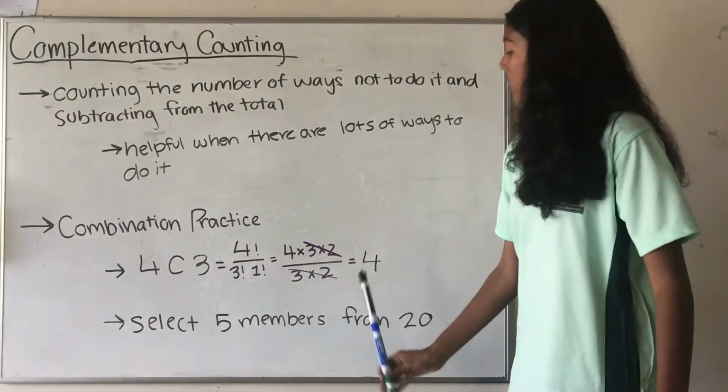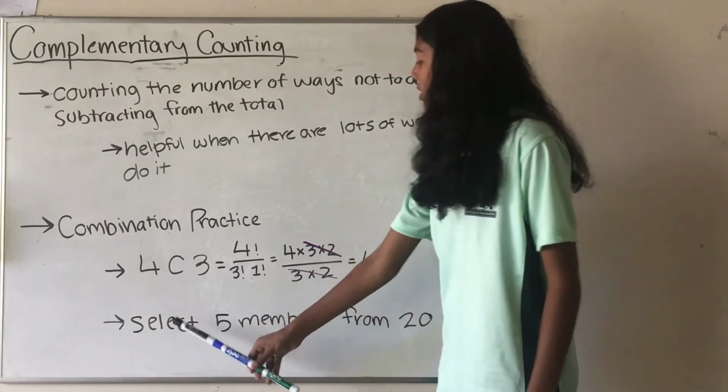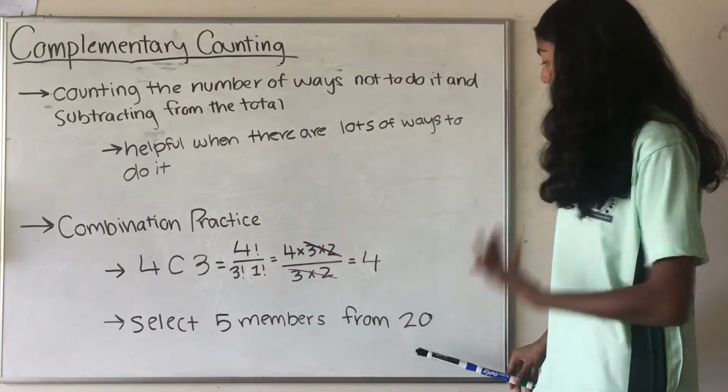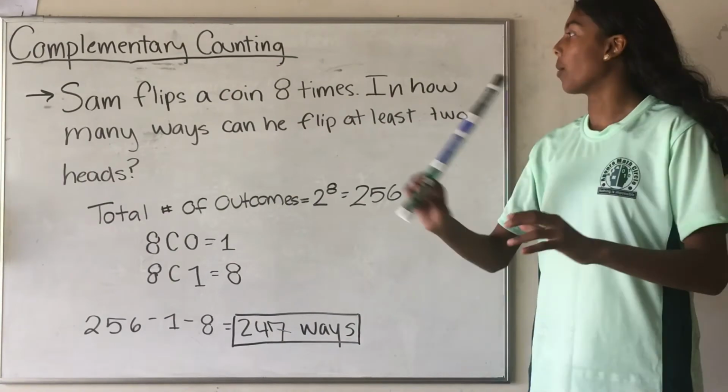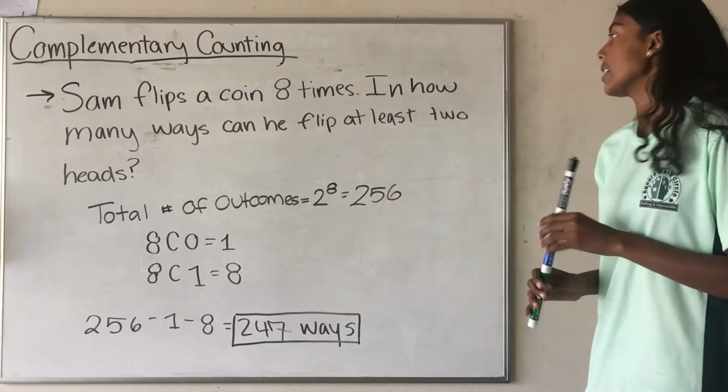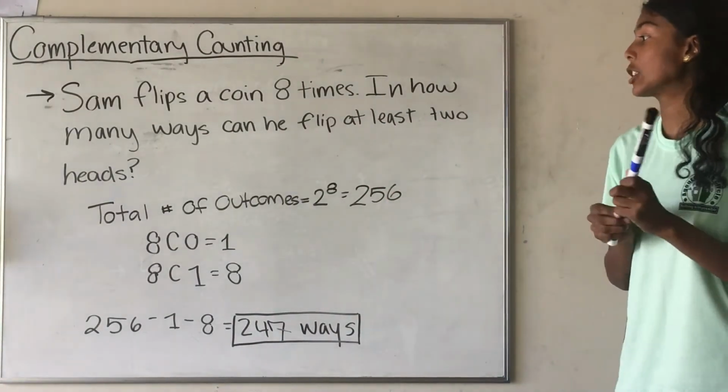And here's another example, which is select 5 members from 20 people. That is for you guys to do. Now let's try an example of complementary counting. Sam flips a coin 8 times. In how many ways can he flip at least 2 heads?